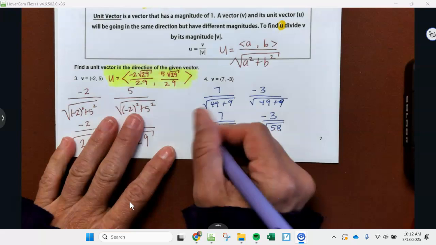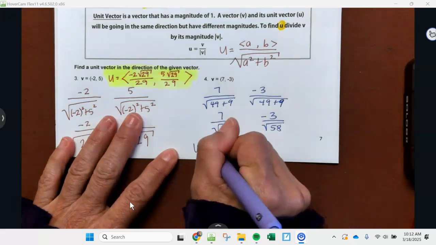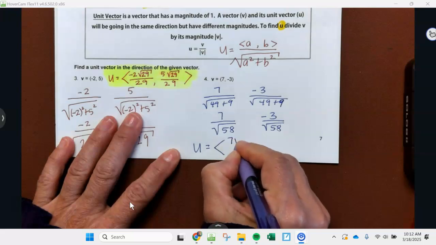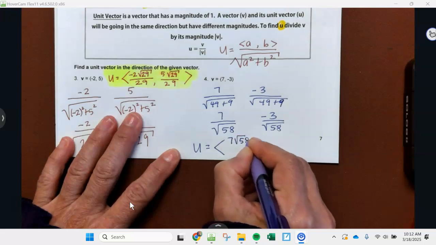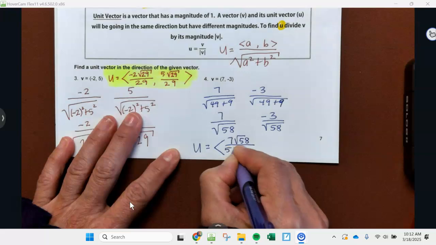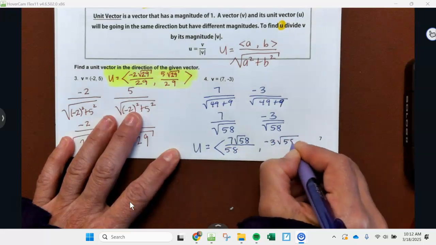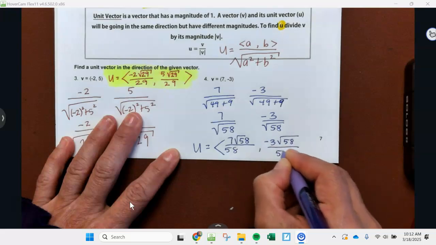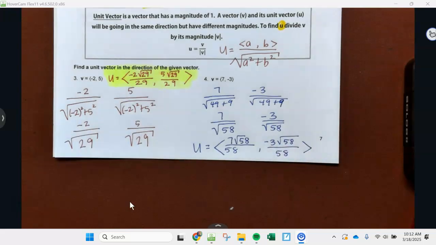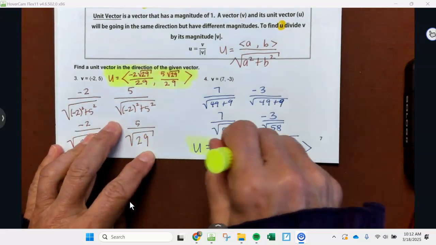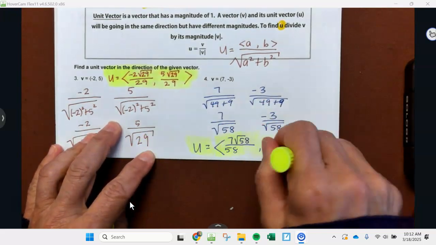All right, let's write this in vector form, component form. Positive 7 square root 58 over 58. Negative 3 root 58 over 58. And that's how you do your unit vector.